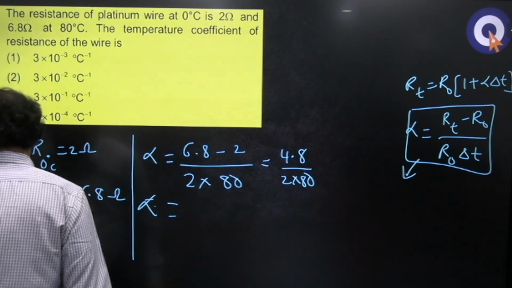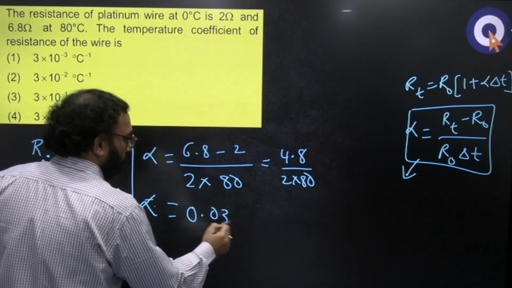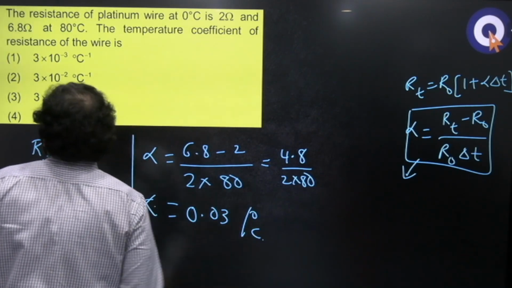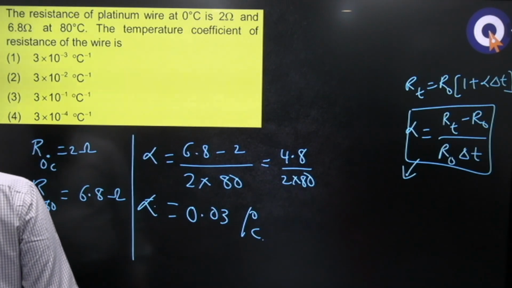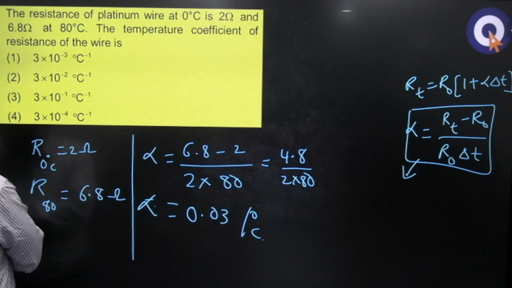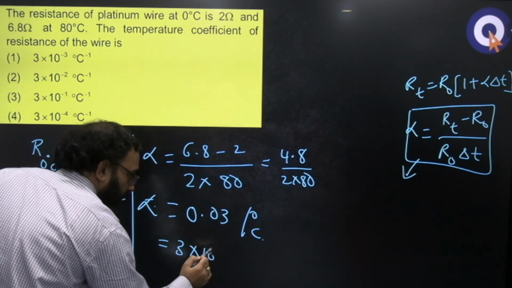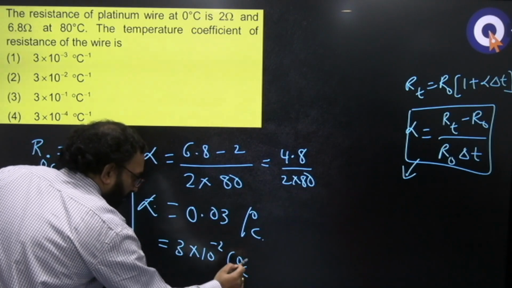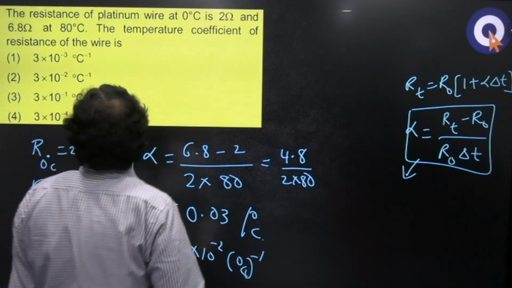So alpha you can get it. So the option suitable is 3 into 10 power minus 2. So the option is 3 into 10 power minus 2 per degree Celsius, or degree Celsius inverse.